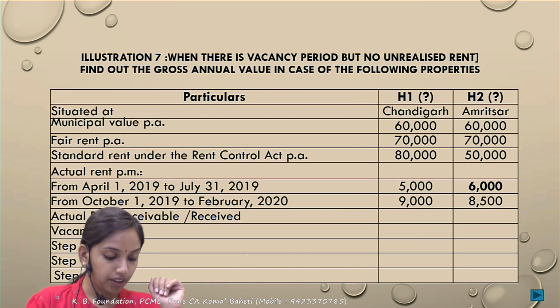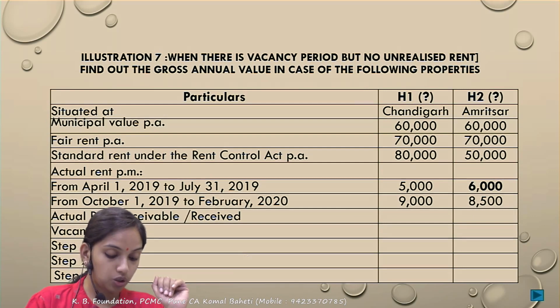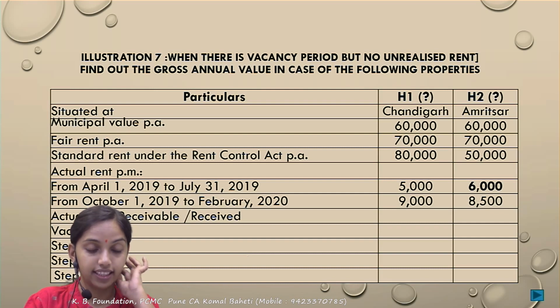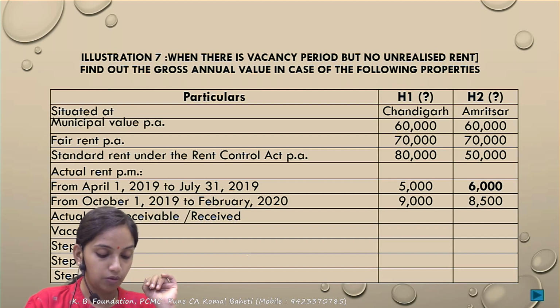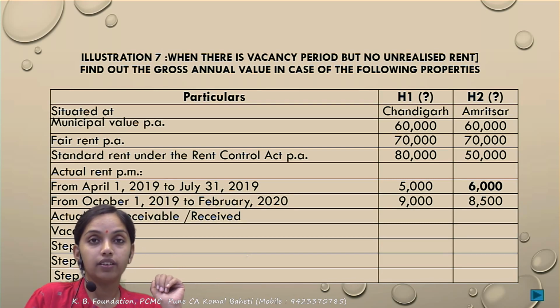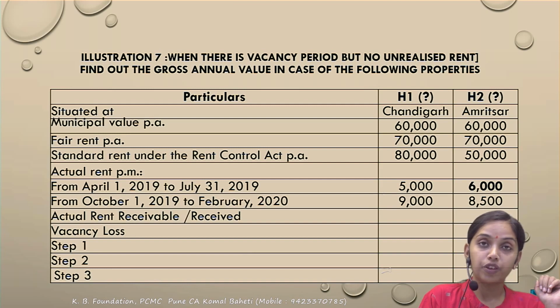Next illustration. Again it asks you to calculate the gross annual value of the property. There are two properties, house 1 and house 2. One is situated at Chandigarh and the other is at Amritsar. The municipal value, fair rent and the standard rent have been given. The actual rent has been given from the 1st April to the 31st of July, the rent is this much, and from the 1st October to February, the rent is this much.